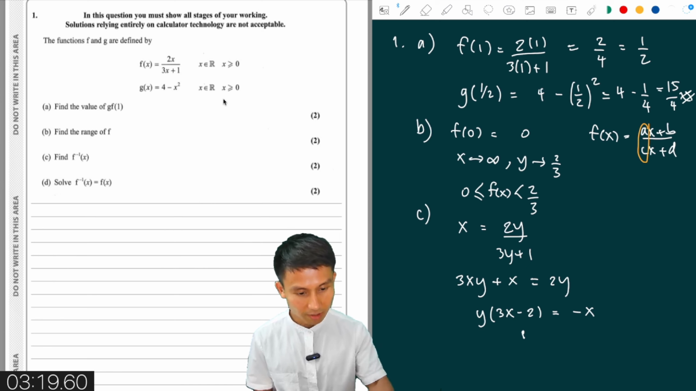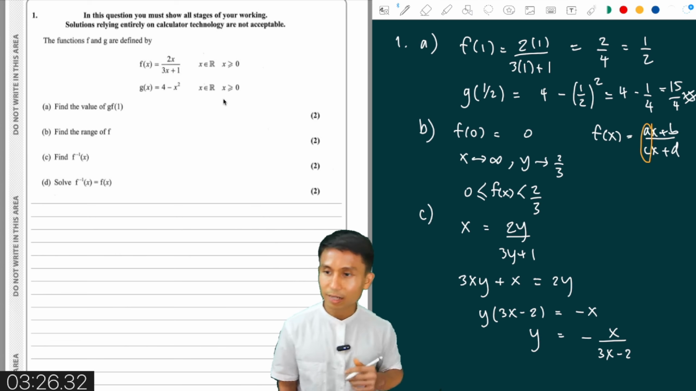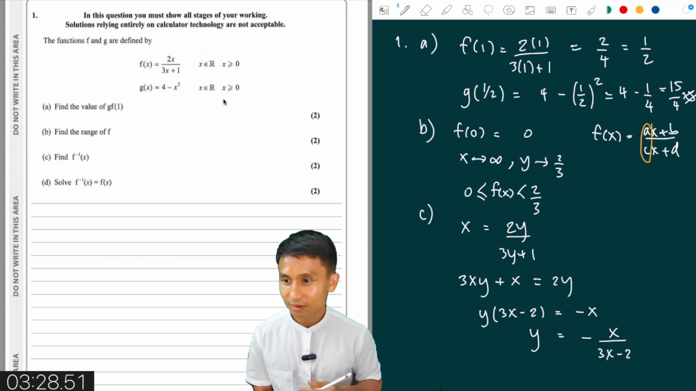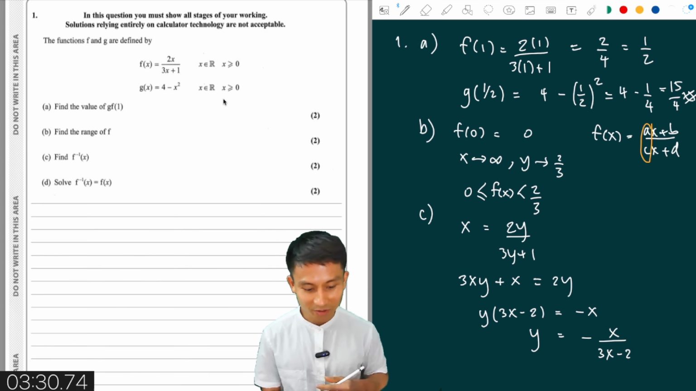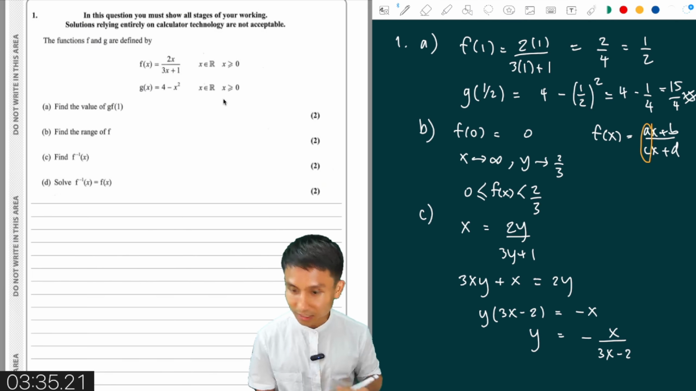And then y would be minus x over 3x minus 2. I just pull the minus out for aesthetics there. Mathematical aesthetics. So this is the inverse.